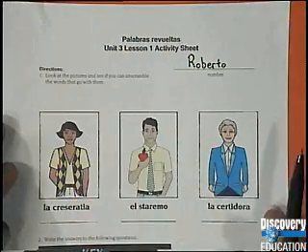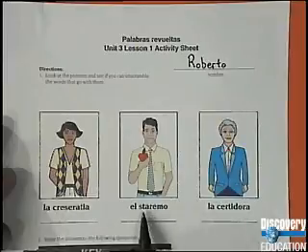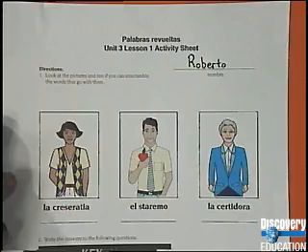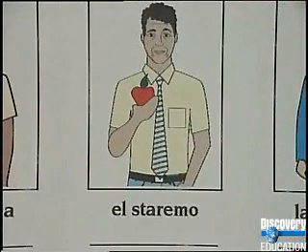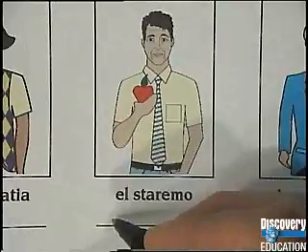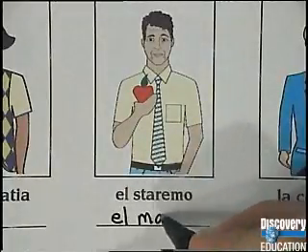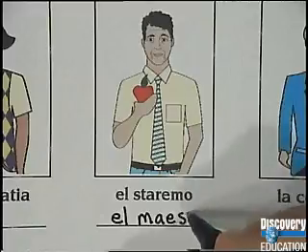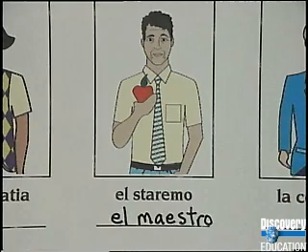Okay, now the directions say, look at the pictures and see if you can unscramble the words that go with them. Okay. La, el, la, well, I think I might know this one. I'm going to give you some help, and I'm going to look at this one first. This gentleman, there he is. He's got his apple. Okay. He is el maestro. El maestro. So there he is. El maestro. I'm going to leave those other two for you to finish later.